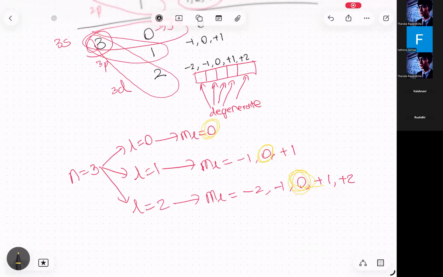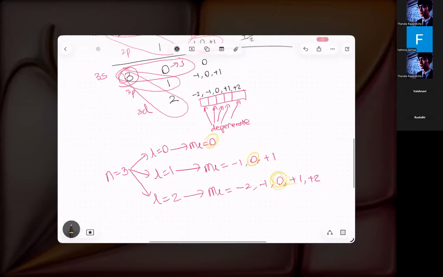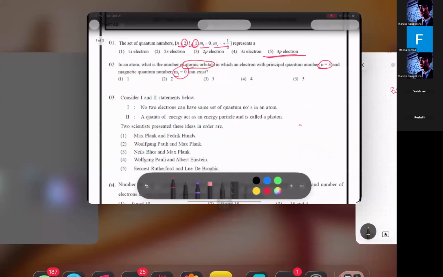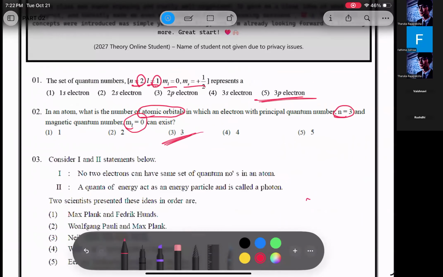There you go. Right? 3 situations we can obtain when n is equal to 3. So here the answer is number 3. When n equals 3, m sub l can be 0 three times. There are 3 orbitals where n equals 3 and m sub l is 0.